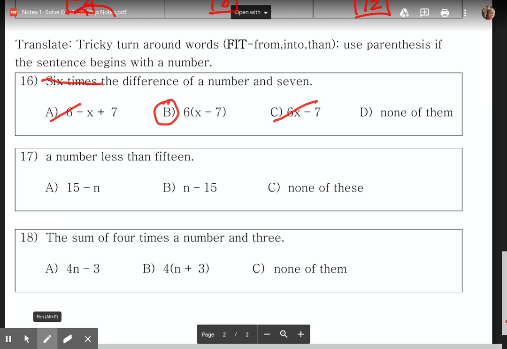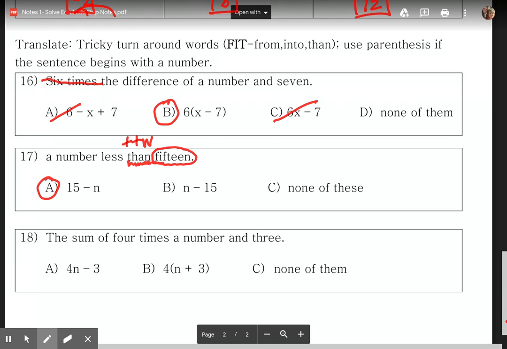Let's look at number 17. A number less than 15 has a tricky turnaround word, TTW. So this is where we're going to begin with the number 15. You're going to write it in reverse order. So instead of a number n minus 15, it's going to be 15 minus a number.